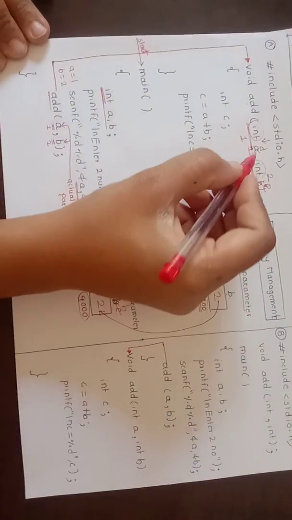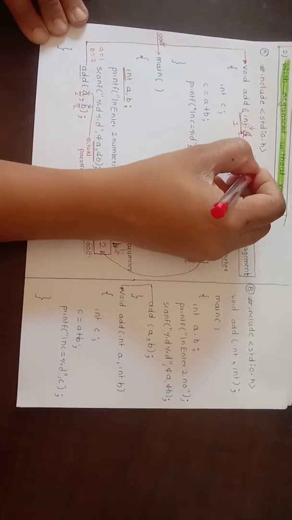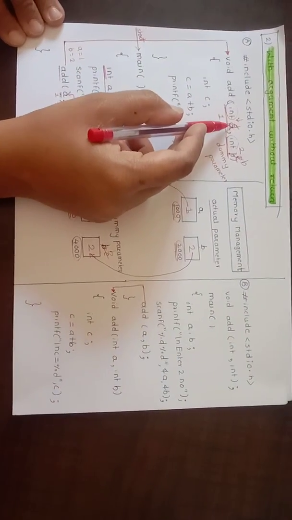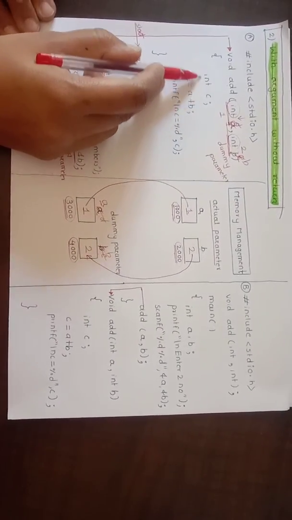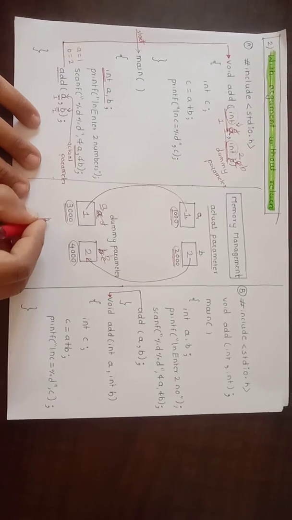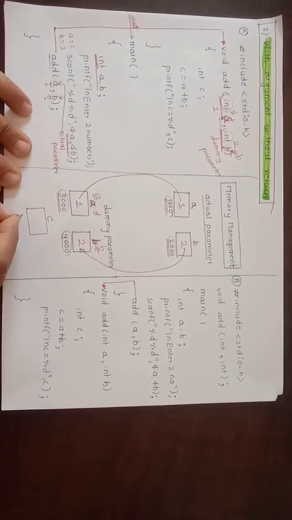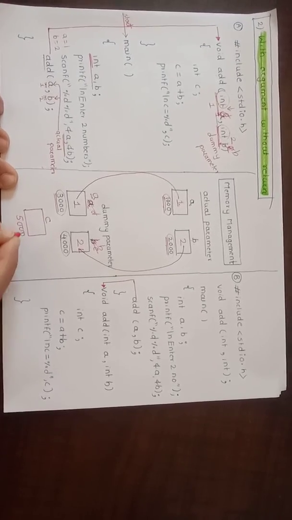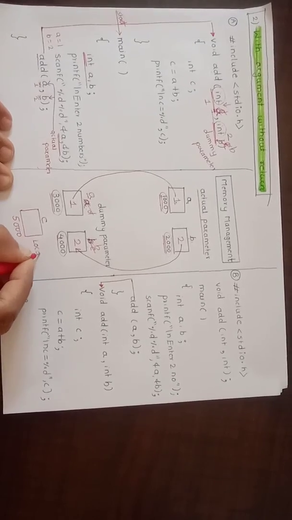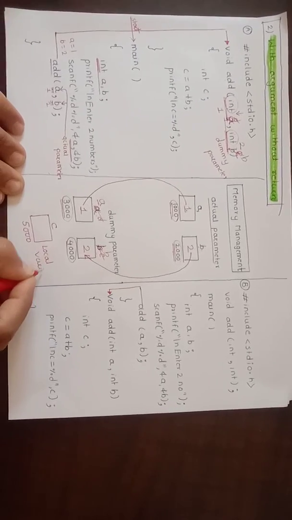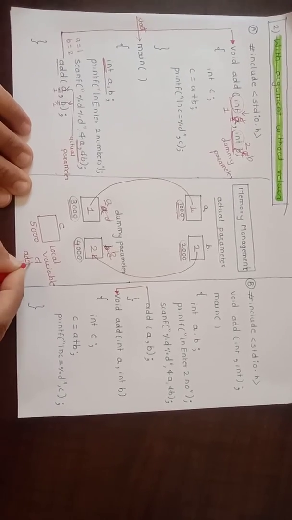Okay, now I'll come back. This is A, this is again B. Now I want to perform the addition of these two variables. I'll take one more extra variable C. So now this is my C variable. Here I assume a memory of 5000. Now is this a dummy parameter? No. This is a local variable of the add function.